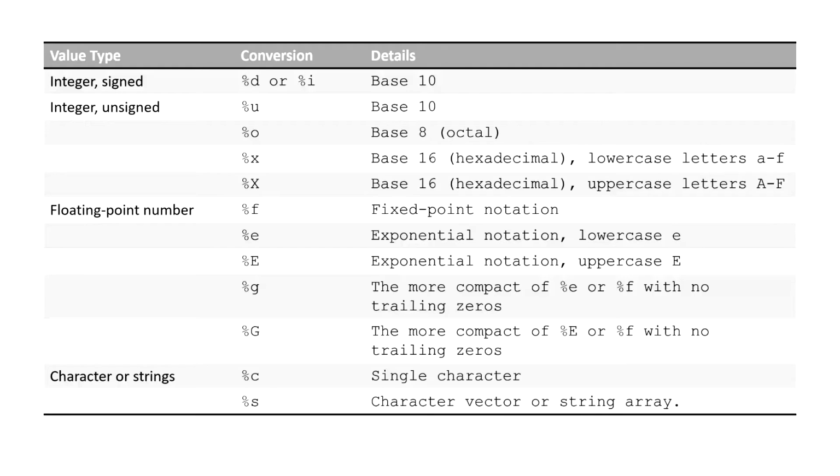Now maybe you aren't interested in a floating point number with fixed point notation, and there are quite a few conversion characters to choose from. For example, if you wanted a signed integer base 10, you could do %d or %i as your conversion character. But again, in the example we're looking at today, we've chosen our conversion character as f, which specifies a floating point number with fixed point notation.